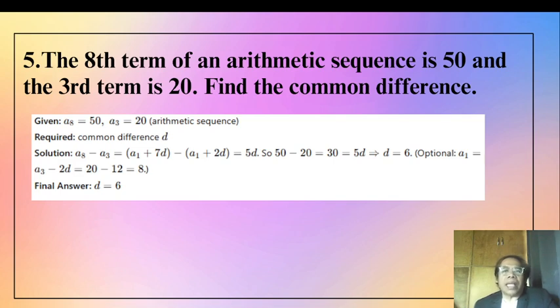Or it's just like saying you have a8 minus a3 is equal to a1 + 7d minus (a1 + 2d). And so, do the necessary calculation algebraically. The common difference is equal to 6. So we will have the second part of this lesson.